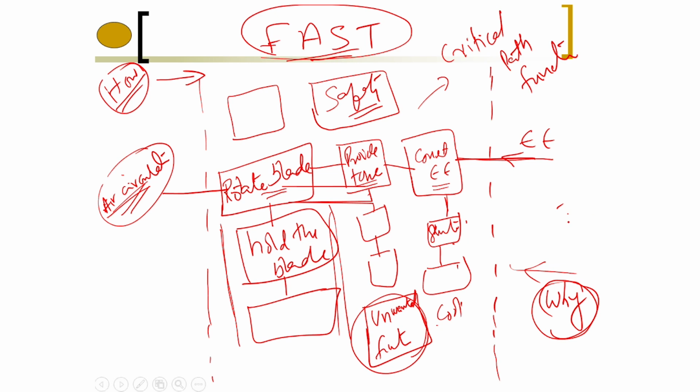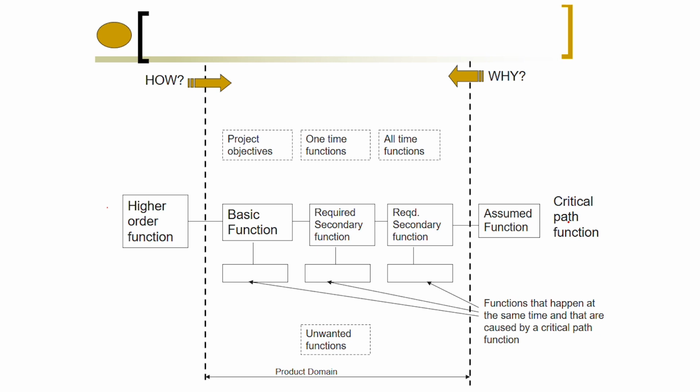So to summarize, you can look at the method of FAST. You have these two lines. Between these two lines, all are the functions, and then you ask the questions how and why, and by answering these questions you will be getting the critical path function. That is, you have the higher order function and ask how it is happening, you will get the critical path function. Or you assume the critical path function at the other end, an assumed function, and then ask the question why. You will be getting the critical path functions.